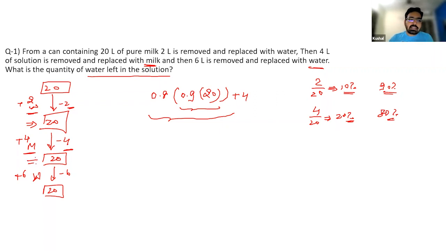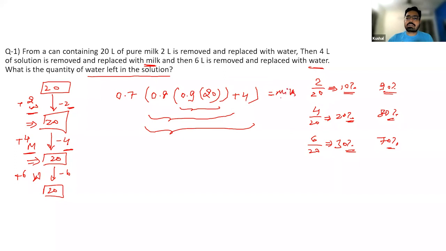Okay. So again, in this 20 liters, I have got this as the total quantity of milk available with me. Now I'm removing 6 out of 20. 6 out of 20 is 30% removal. So the leftover quantity will be what? 70%. So if I take 0.7 of this, I should then be left with the quantity of milk, because at the last step you are adding water again. So that will not make any difference to my quantity of milk, right? So in this 20 liters, this will be the quantity of milk.